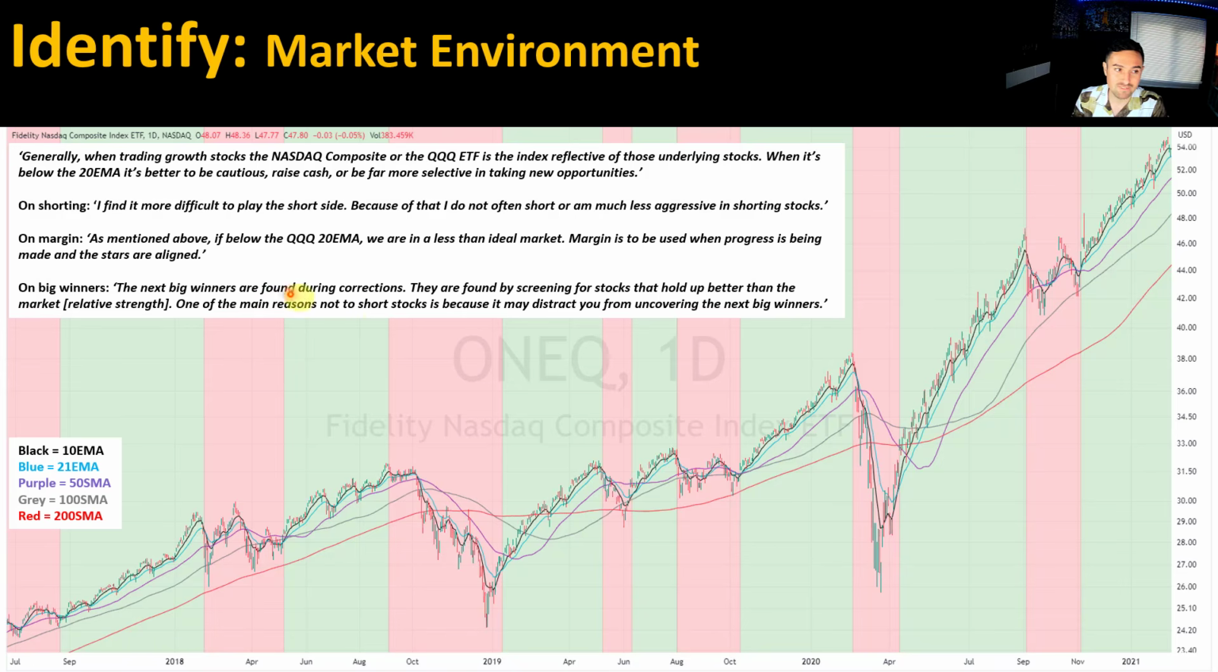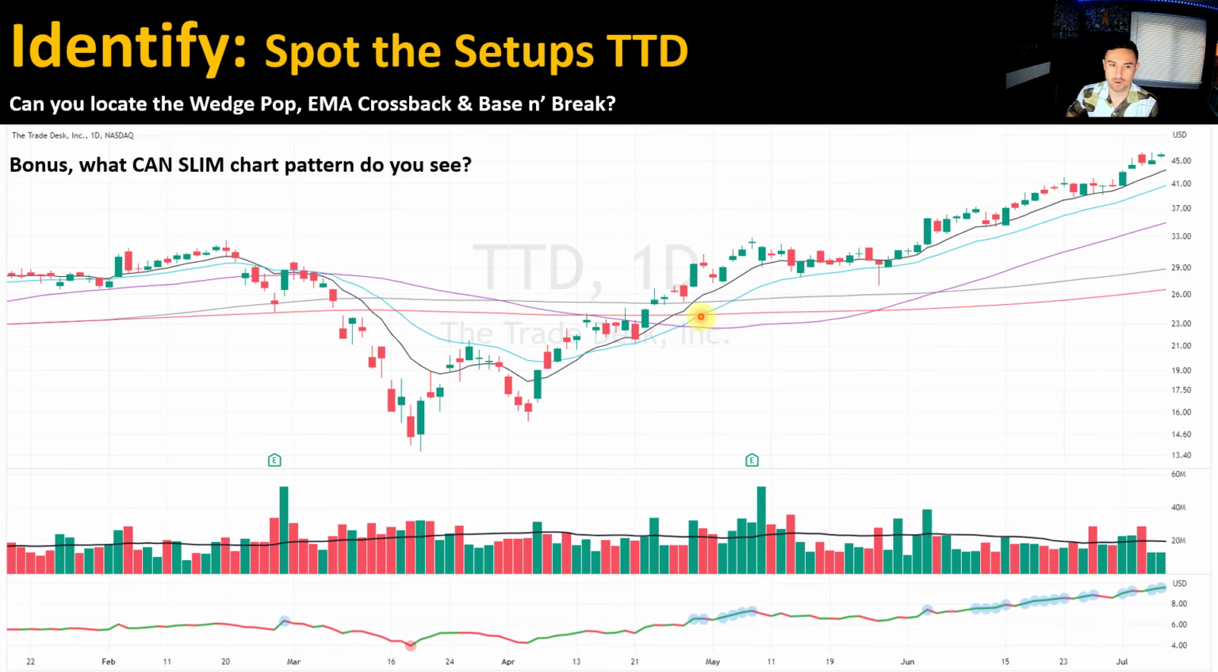The next big winners are found during corrections. They are found by screening for stocks that hold up better than the market. So this is the relative strength point we're going to come on to a little bit later on. One of the main reasons not to short stocks is because it may distract you from uncovering the next big winner. So here you can see Oliver is primarily focused on trading the long side and does not do much shorting because he thinks it's much harder, and he also thinks it may psychologically distract him from trying to find the biggest winners. It's very difficult to be shorting stocks and looking for big winners at the same time psychologically. Maybe some of you are psychological geniuses and you can do it. Absolutely crack on.